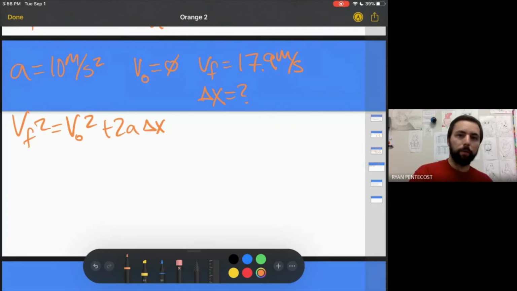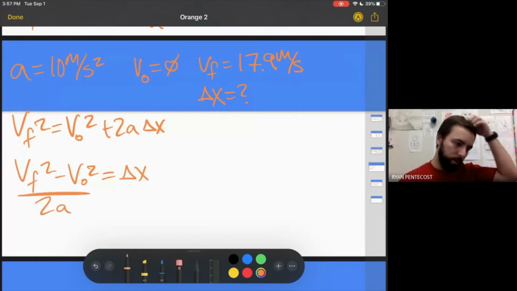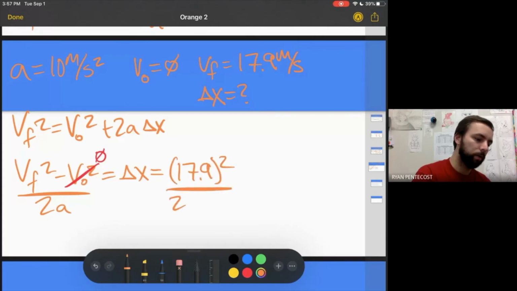So from here, first rearrange your givens. Let's solve for delta X. We've got V final squared minus V naught squared equals 2A delta X. Divide over your 2A, and that gives you delta X. Now we can plug that in. Let's plug and chug. Remember, V naught is 0, so you don't need to worry about that. We will take V final, 17.9, square it, divided by 2 times 10.